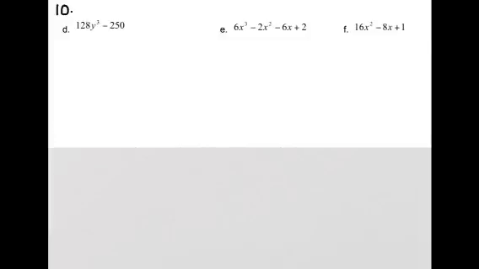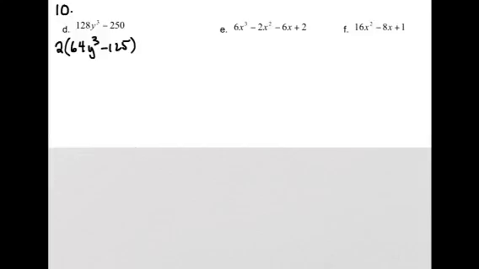So for 10D, we look for GCF, and there is one other than 1. That would be 2. So that gives you 64y cubed minus 125. And this factor right here, the binomial, is a difference of cubes.